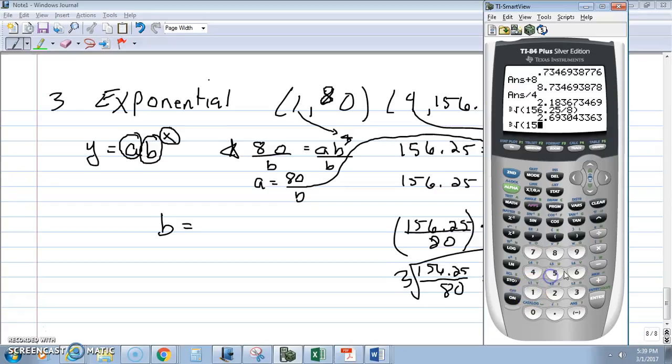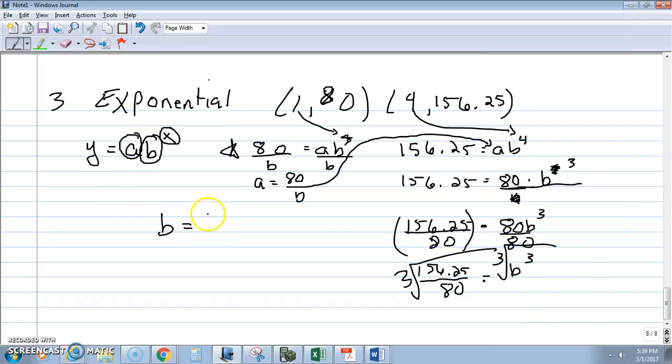of 156.25 divided by 80, that all needs to be in parentheses, or at least under the radical if you have a newer calculator. Enter 1.25. Nice! See, if I hadn't waited till the end, I'd probably have a messier number to put all of that in. So b is equal to 1.25.